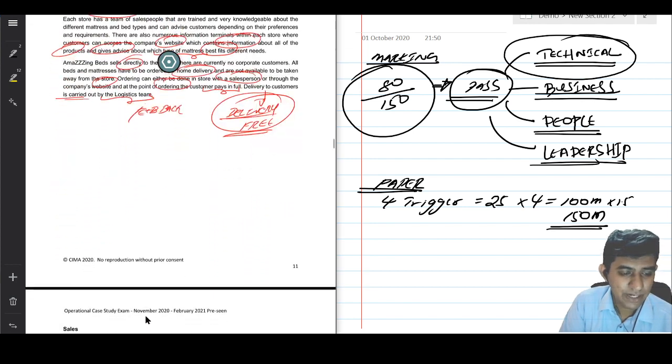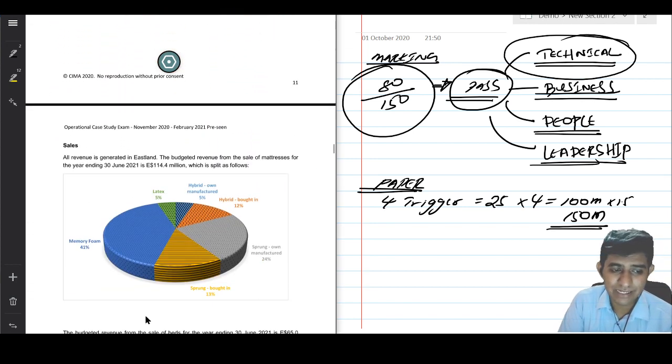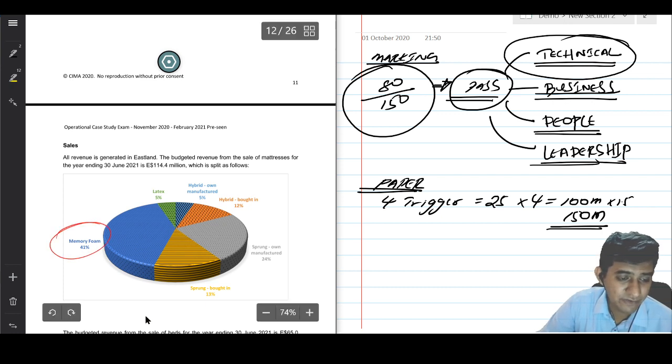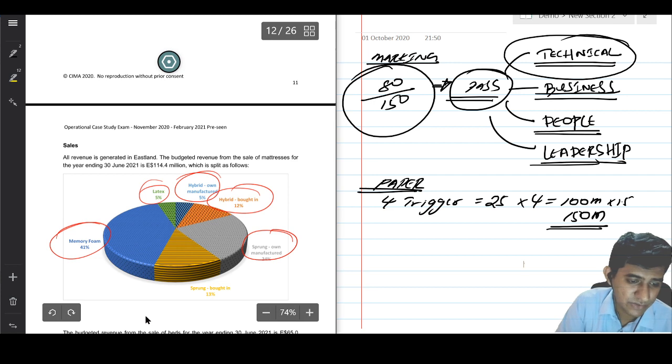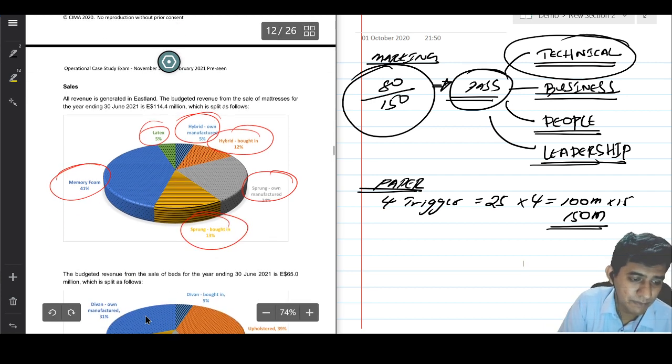So students, coming down to the next area, they are giving the sales information. The segmental reporting is given. All the sales are generated in the Eastland. Budgeted revenue of the sales of mattresses for each year is split as follows. So memory foam is the majority here. Latex is only 5%. Hybrid is 5%. Hybrid bought in is 12%. Sprung own mattress is 24%, and sprung bought in is 13%. So be very careful with the memory foam.